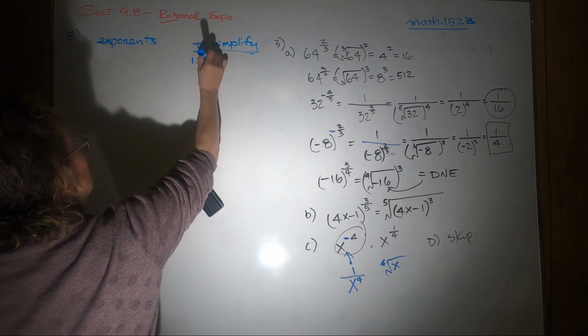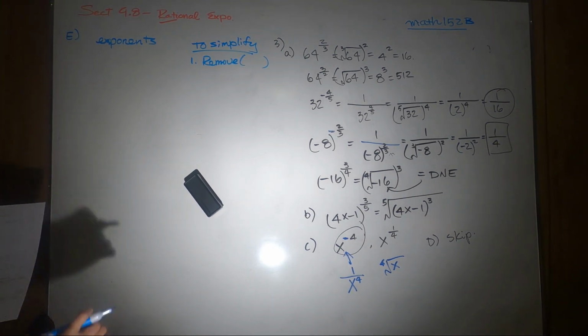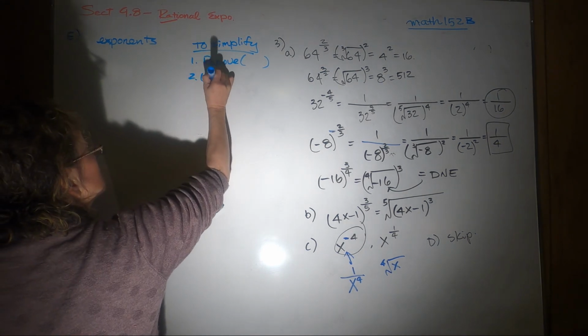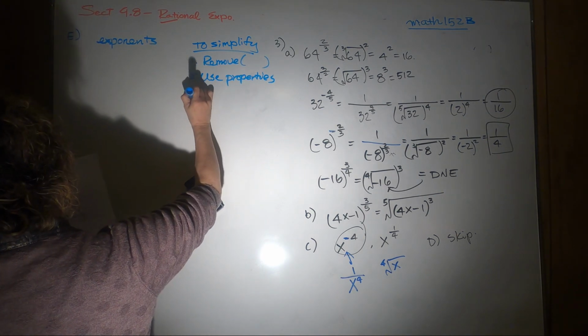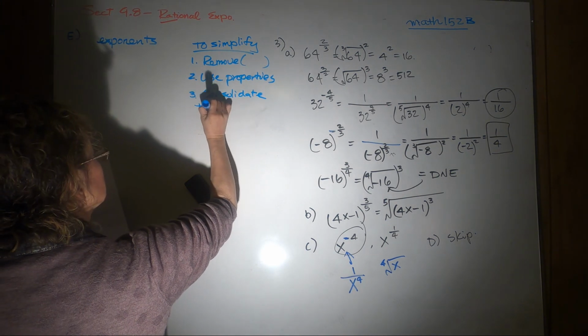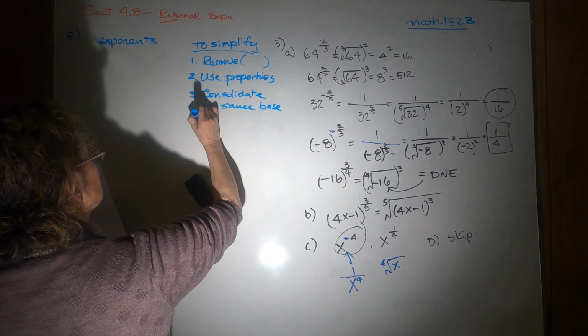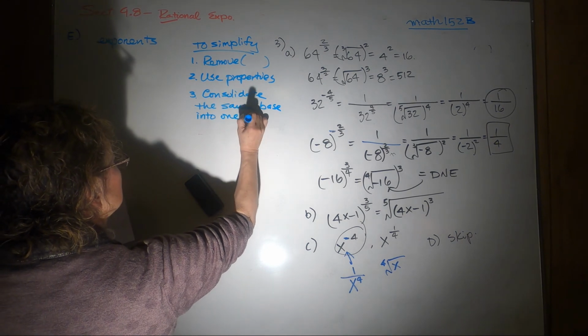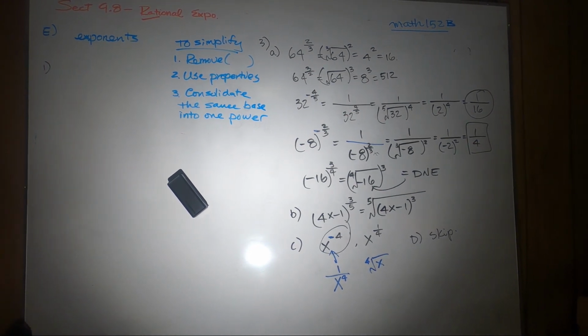What do we do? We don't want to have parentheses. Okay, you write it individually. Then we will use all the properties we have learned for the exponents. Then we will consolidate the same base into one power with its own power, not too many powers applied to just one base. That's how we simplify that.